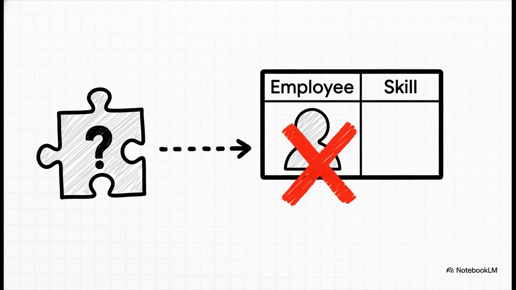Next, we have the insertion puzzle. Let's say we want to add a new skill to the company's list, something like Pascal. So how do we do it? Well, with this table design, you can't. To add a skill, our table forces us to assign it to an employee. But if no one in the company has that skill yet, there's literally no way to get Pascal into the database. Our own data structure is holding us hostage.